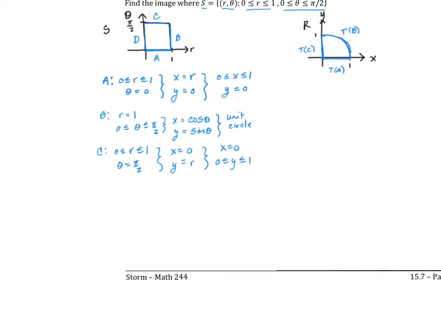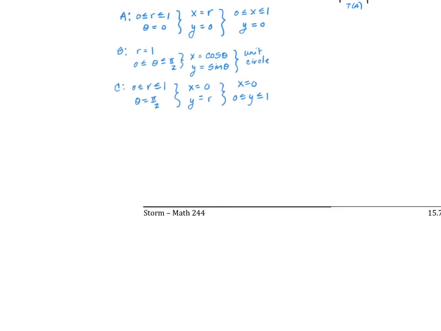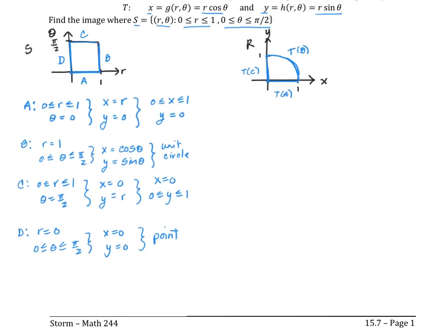The last line segment is going to be this vertical line segment where R is equal to 0, but theta goes from 0 to pi over 2. And that would be D. If R is 0, then X and Y, they're both 0. So this is simply a point. It's the point 0, 0. And that's already on my graph R, so it kind of duplicated.